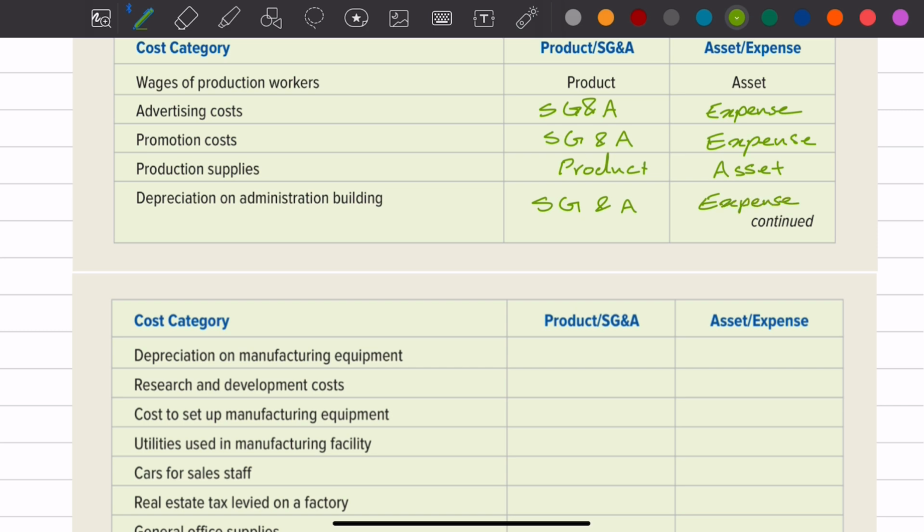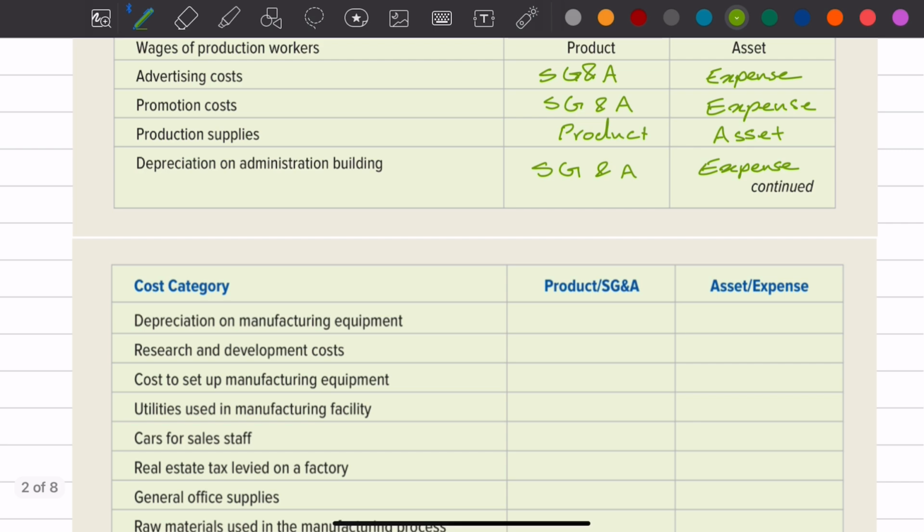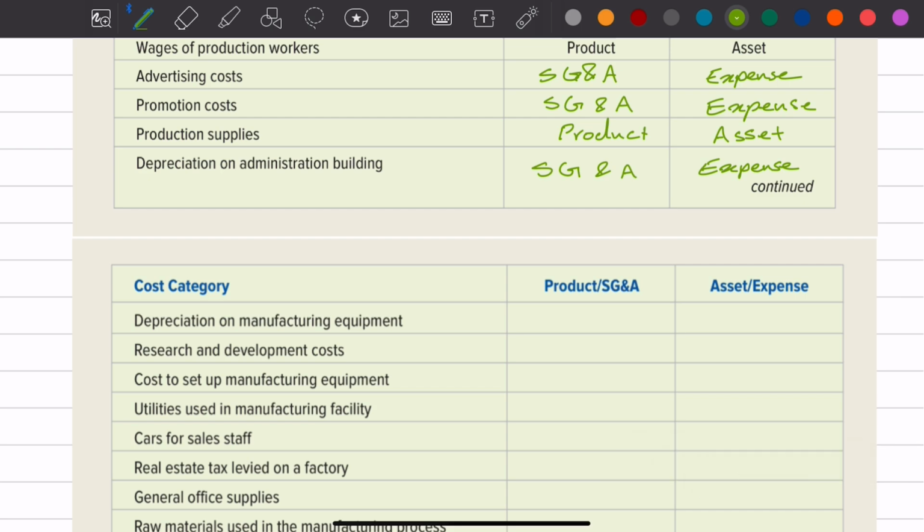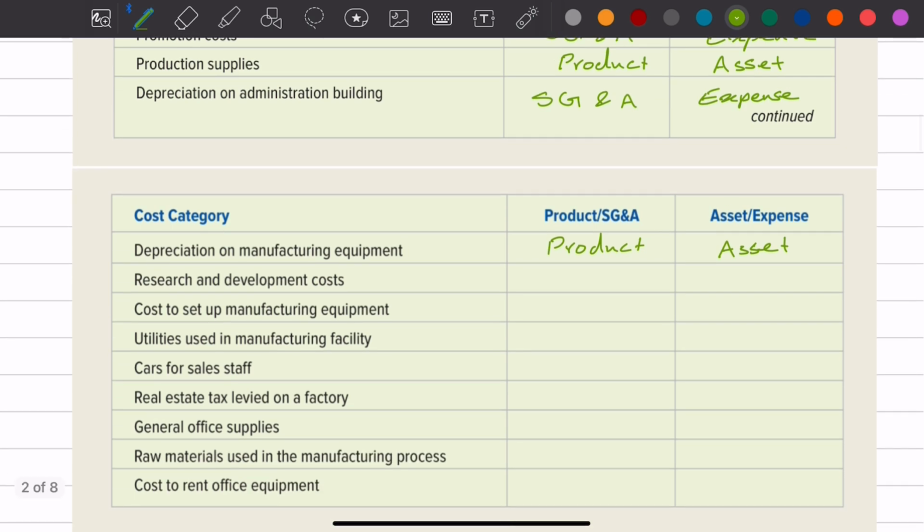Okay. Whereas the second one, depreciation on manufacturing equipment, because the manufacturing equipment are part of the operations, part of the manufacturing process. So this time we classify this depreciation account as a product cost, and it will be classified as an asset. Okay. Next, research and development costs.